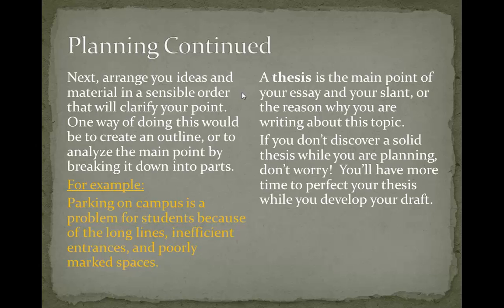So to continue, after you've figured out your main point, you want to arrange your ideas and material in a sensible order that will clarify your point. One way of doing this would be to create an outline or to analyze the main point by breaking it down into parts. So for example, you could break down your topic into parts by saying parking on campus is a problem for students because of the long lines, inefficient entrances, and poorly marked spaces. So this thesis really sets it up so that you'll have 3 different subtopics set up for you to write about in your essay. Now a thesis is the main point of your essay and your slant or the reason why you're writing about this topic.